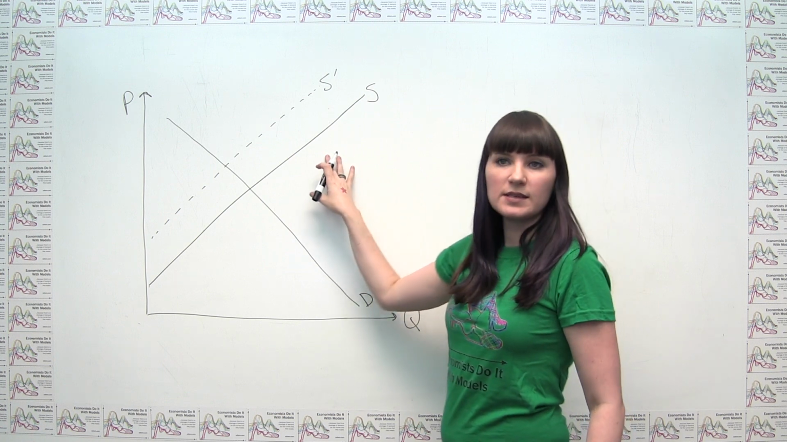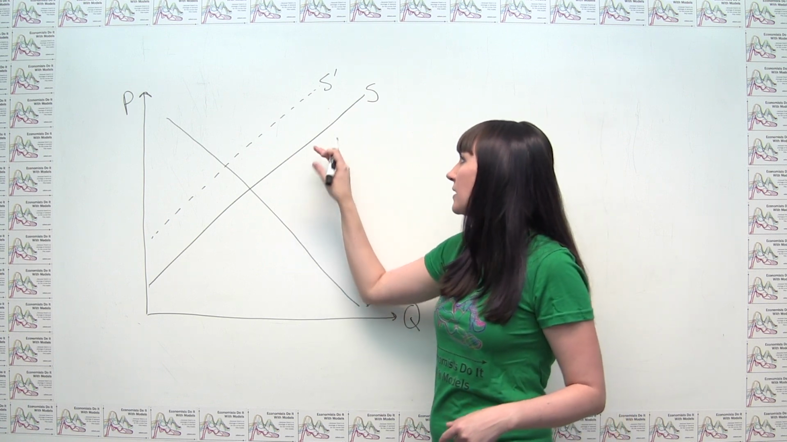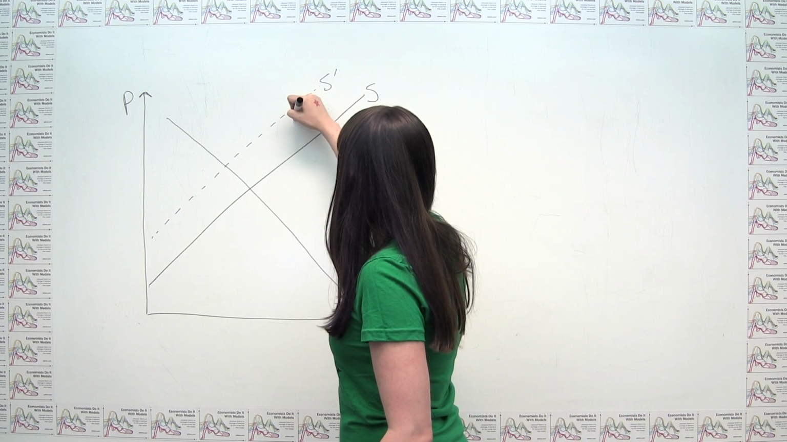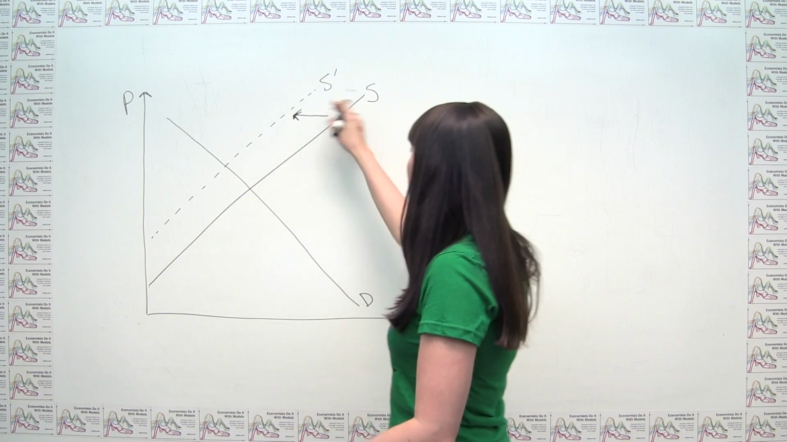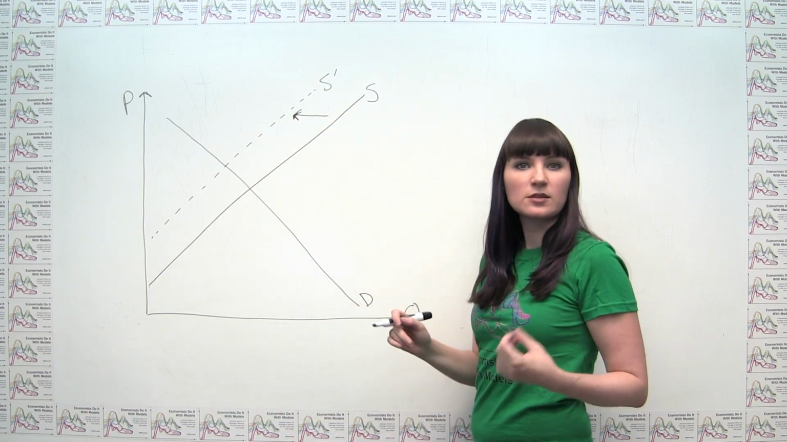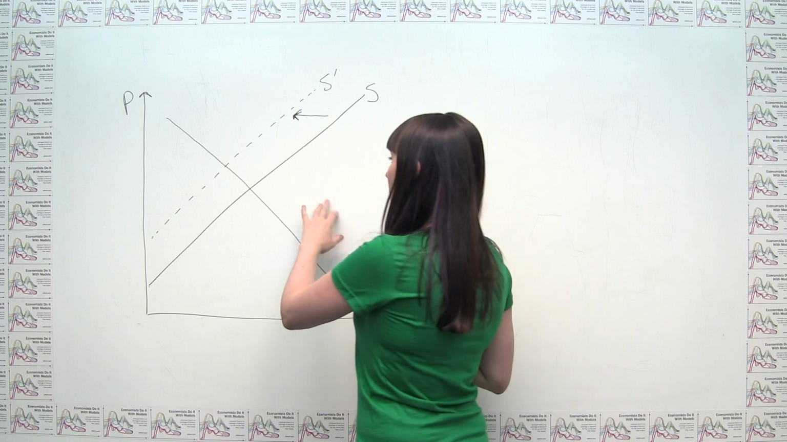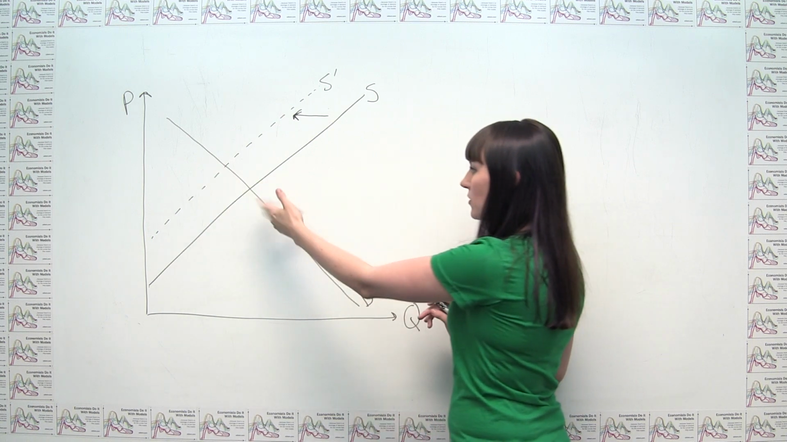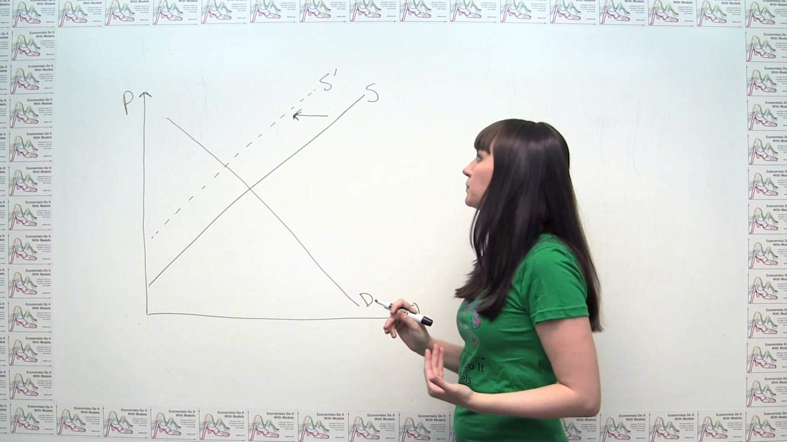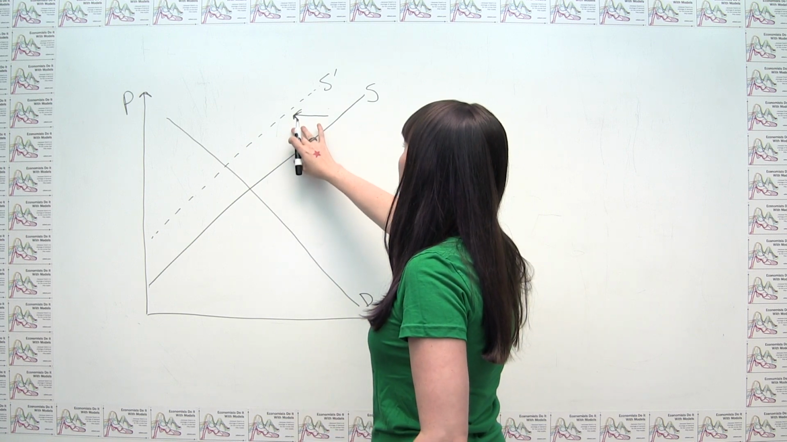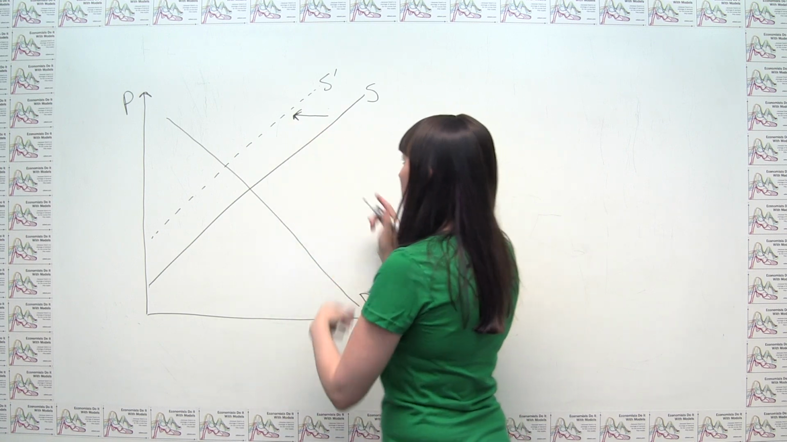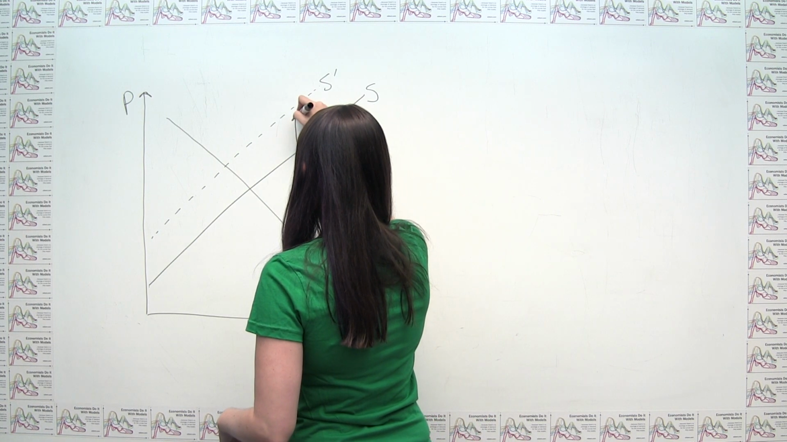So what you can see here, and we like to think of things as decreases as shifts to the left and increases as shifts to the right, because that way our shifts are consistent regardless of whether we're talking about supply or demand. But technically speaking, you could also think of this as a shift up of the supply curve.